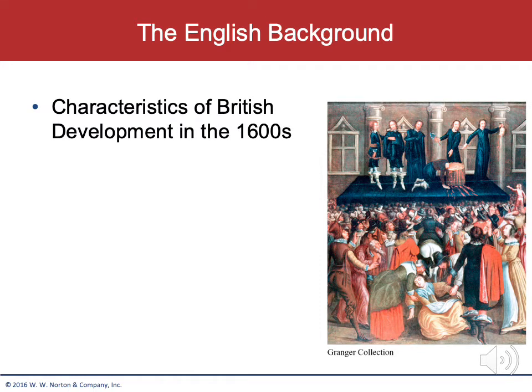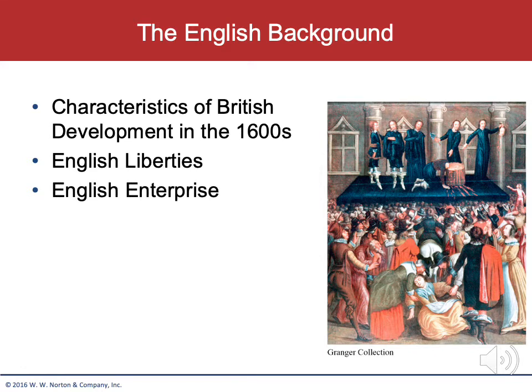So again, the British development in the 1600s was very much away from this idea of divine right absolutism. And instead, there was this concept of English liberties. So in 1215, we get the Magna Carta, and then later we'll see other English dealings come into play.